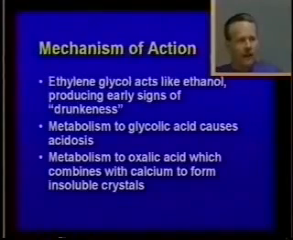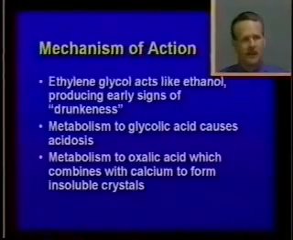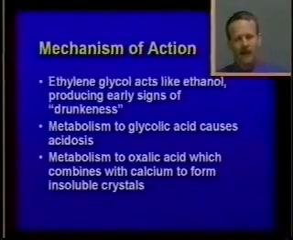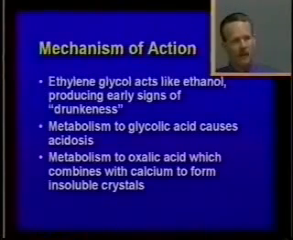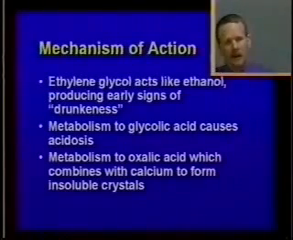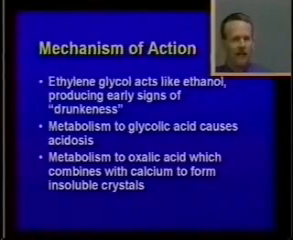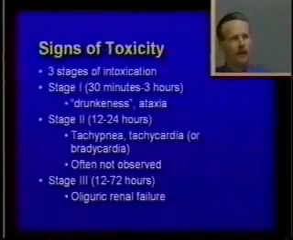Ethylene glycol acts much like ethanol in the first phase of toxicity and produces symptoms of drunkenness, so the animal is ataxic and depressed. After the metabolism of ethylene glycol begins, it's converted to glycolic acid, and glycolic acid produces some of the profound acidosis that's seen with ethylene glycol intoxication. And then further metabolism of glycolic acid to oxalic acid produces insoluble calcium oxalate crystals in the kidney, and it leads to the third phase of ethylene glycol intoxication, which is renal failure.